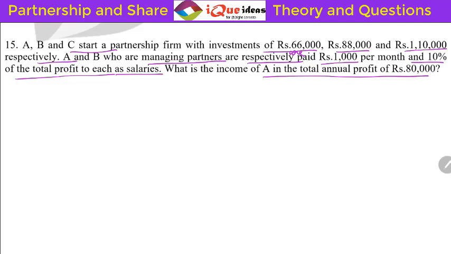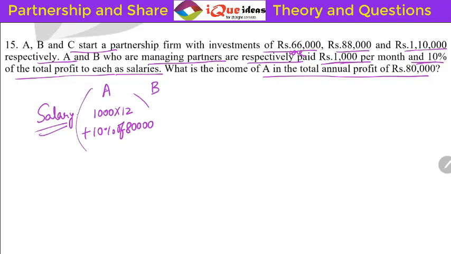So first of all, what we need to do is, before the profit share, there are some salaries that are given to A and B. Okay, because they are working partners. Now A is getting 1,000 rupees per month, so his total salary will be divided into two parts. One is 1,000 per month for 12 months, and then 10% of the total profit also. So it is plus 10% of 80,000. This is the salary of A. Okay. Similarly, the salary of B is also the same.